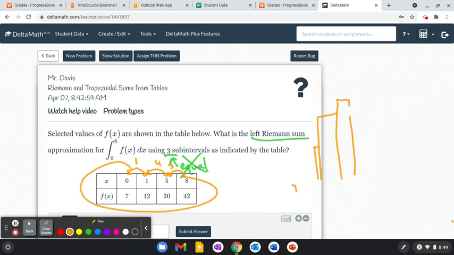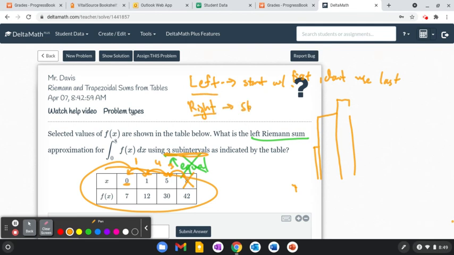So we're given 4 values and we're asked to do 3 subintervals. The reason we're given 4 is because on a left sum, we use the left endpoint, but we don't use the right endpoint. So with left, we start with the first, and we don't use the last. And with the right, we start with the second, and we do use the last one.